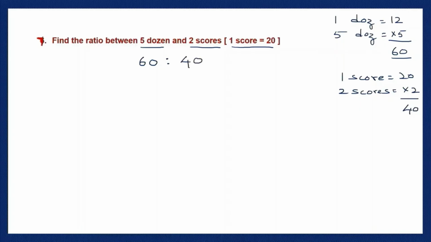Now let's find the ratio of these two numbers. First step, we write it as a fraction, 60 by 40. Then we reduce it to the lowest term. Let's cancel the zeros. Now let's divide 6 and 4 both by 2. 2 3s are 6 and 2 2s are 4. So I have my fraction as 3 by 2, so my ratio will be 3:2. So the ratio between 5 dozen and 2 scores is 3:2.